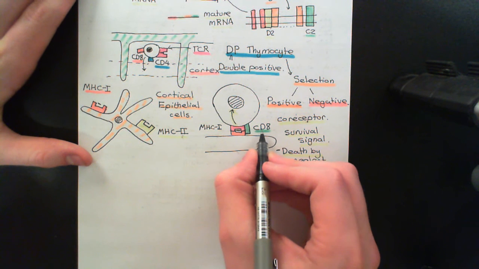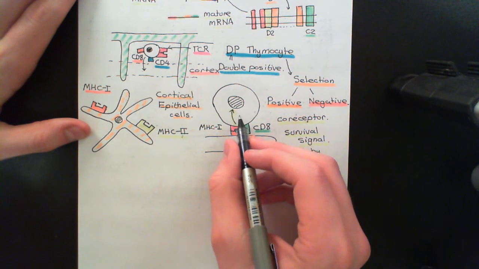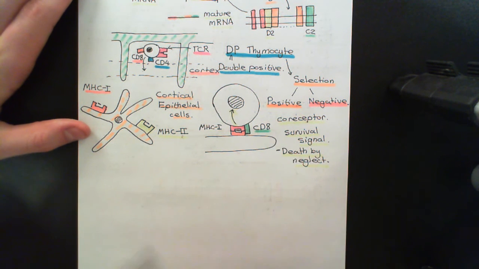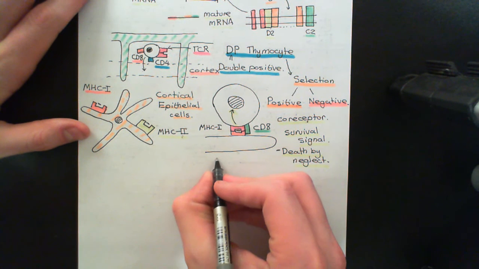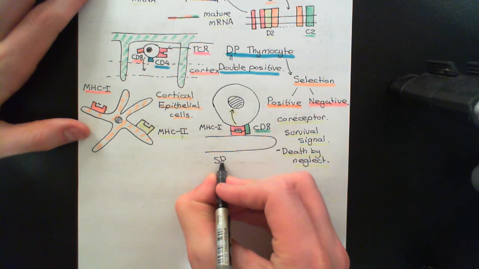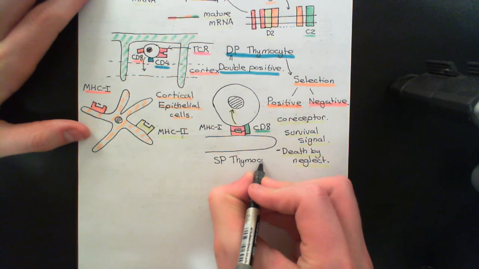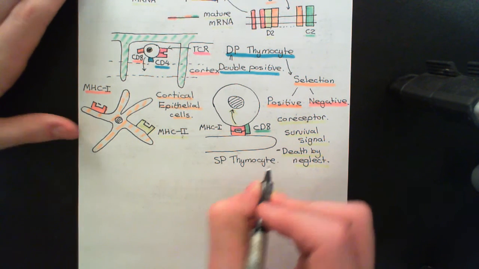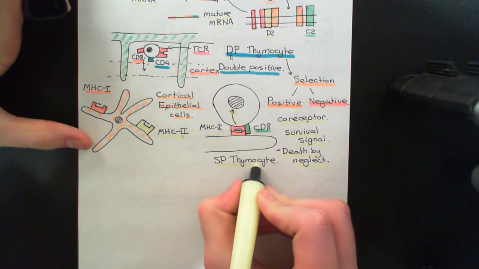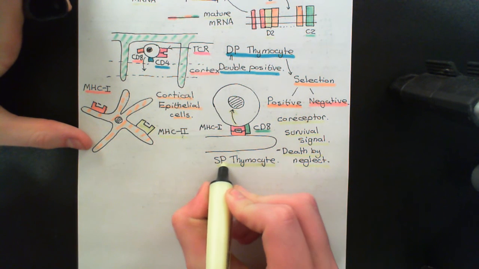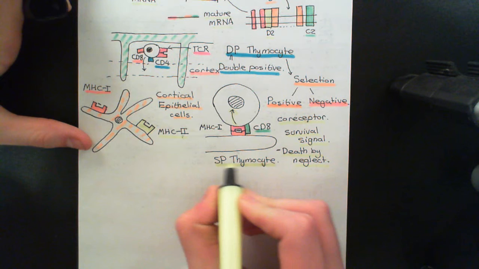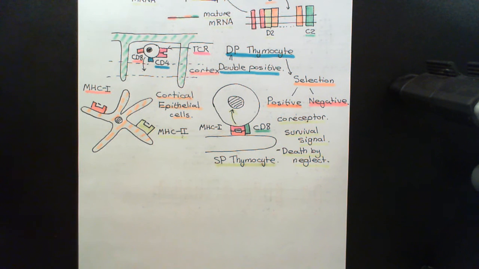In this case, it needs CD8, and it will stop expressing the other one, and it will then gradually destroy the molecules that it's already produced of the other one. So what will actually happen following this survival signal is it will become what we call now a single positive thymocyte, so an SP thymocyte. So these thymocytes in the cortex, they're going to become single positive thymocytes, i.e. they're only going to express the relevant co-receptor that they need now.